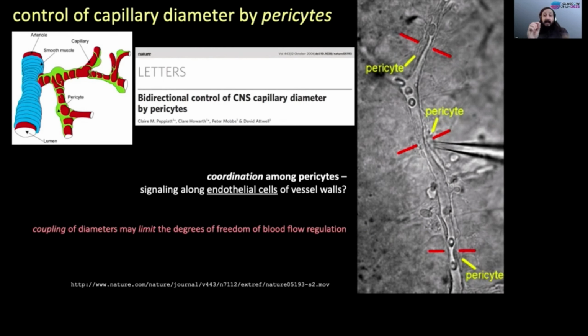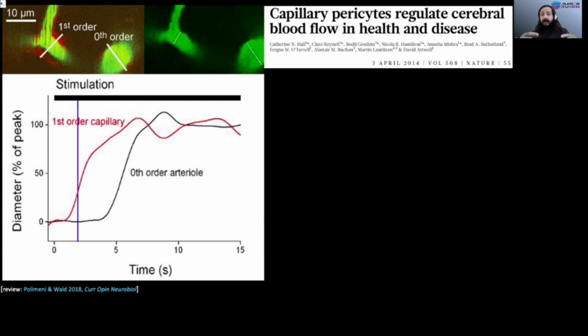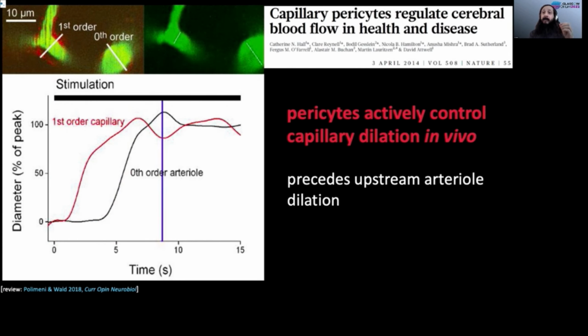Also, the layout and connections of the capillary network will also affect how blood flow is regulated. And I'll consider this in detail later in the presentation. Now, these remarkable data were acquired in vitro in excised retina, where the blood pressure and flow aren't really at physiological levels. However, the same group revisited this years later and showed that pericytes are able to actively control capillary diameter in vivo as well.